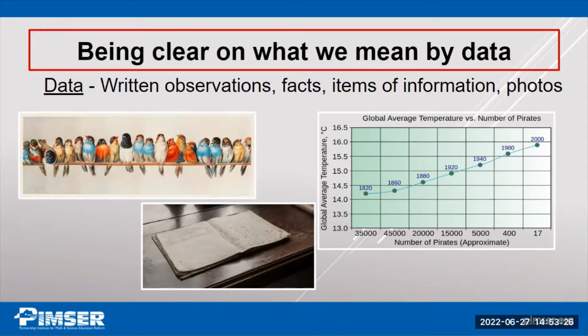So as we get started, let's be clear on what we mean by data. Data, by definition, is information. Often we have a tendency to think of data as numeric observations, which it certainly can be. The data that scientists and engineers collect can also be written observations, photos, or drawings. Data is simply information.